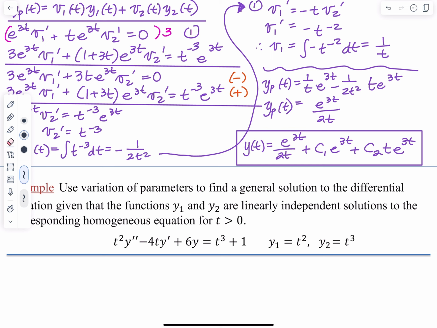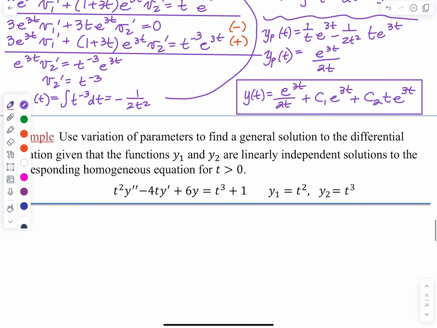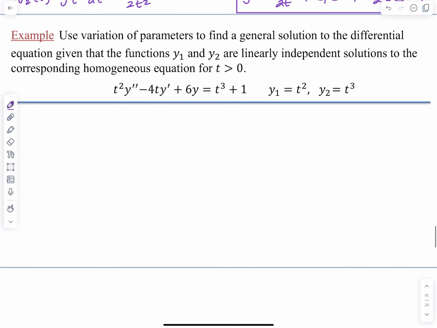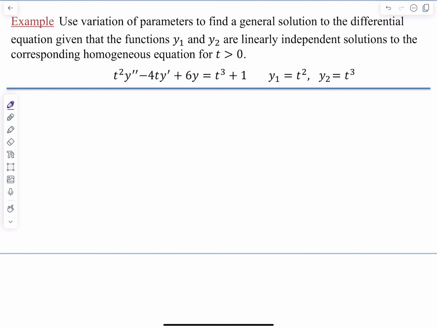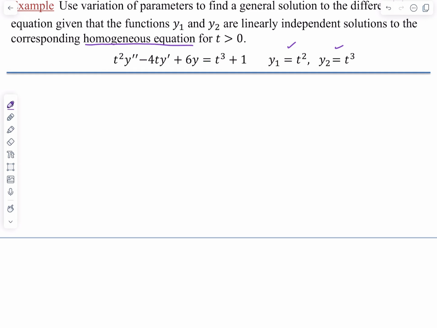Okay, let's see. Let's take a look at our next example. Use variation of parameters to find a general solution to the differential equation given that y1 and y2, of course we can see they are linearly independent and they are given to be solutions to the corresponding homogeneous equation for t greater than 0. Let's first write this differential equation in standard form.